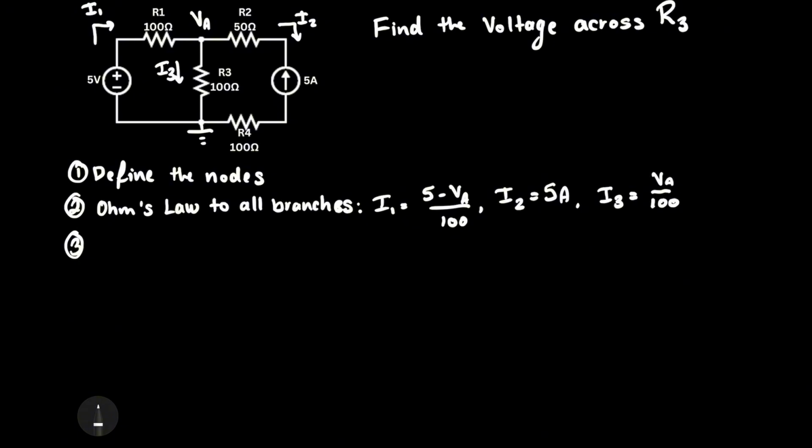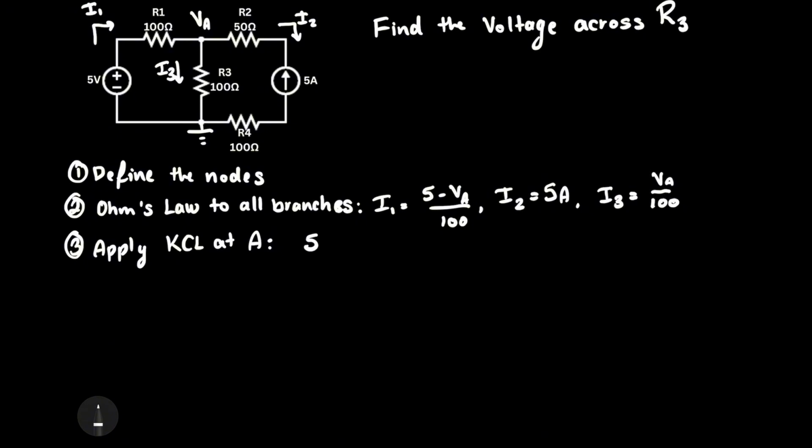Next, in step 3, we apply Kirchhoff's current law at node A. Think of node A as a busy intersection. The 5-volt battery is trying to push current in through one of the intersections. The current source is sucking current out through the other part of the intersection. And R3 is letting some of the current leak to ground. So this all must balance.